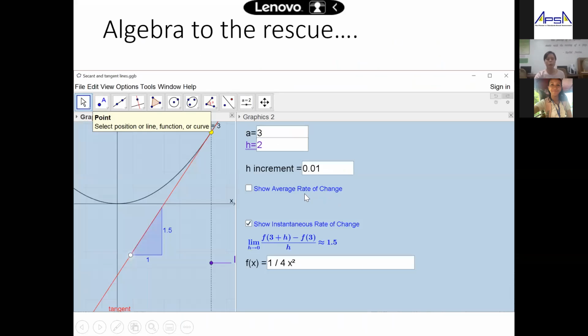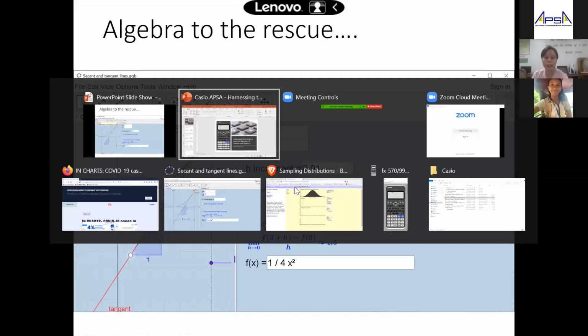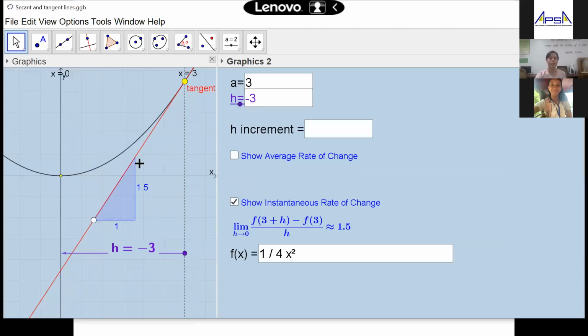So let me show you a visualization. Here, you see the tangent line. Organizers, please just tell me if my screen cannot be seen. So now I'm showing a screen of a graph with a tangent line.